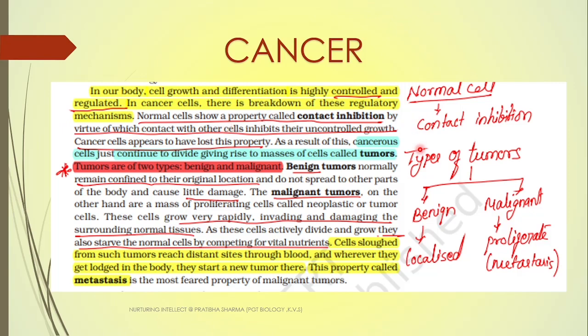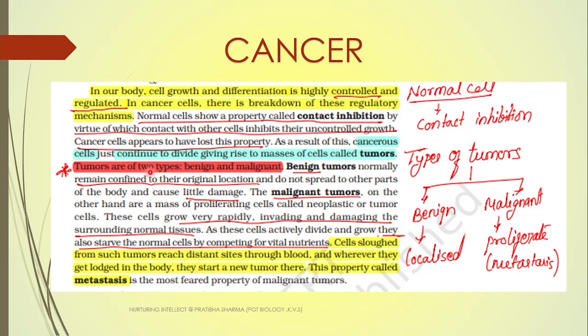So normal cells show the property of contact inhibition. These cells, when they come in contact with surrounding cells, stop dividing. This is contact inhibition. So you can learn the definition here. Now cancerous cells lose this property and due to that they keep on dividing at an uncontrolled rate and give rise to masses of cells. These masses of cells are known as tumors.